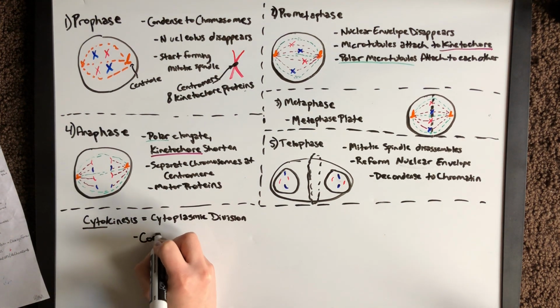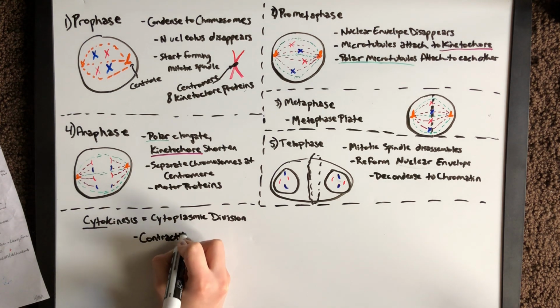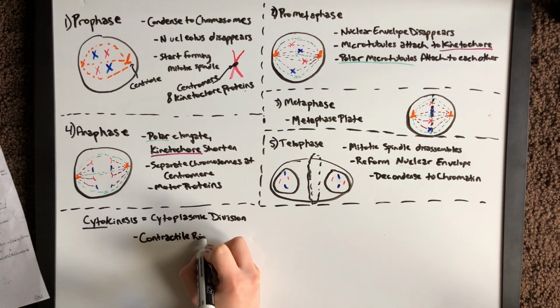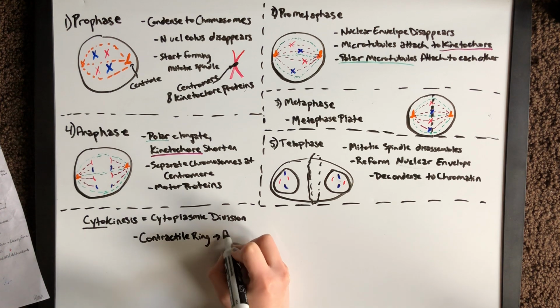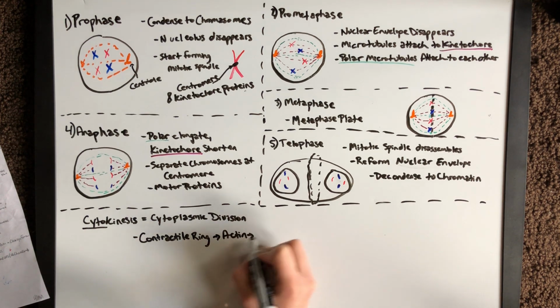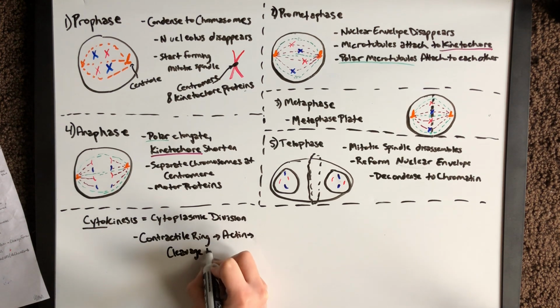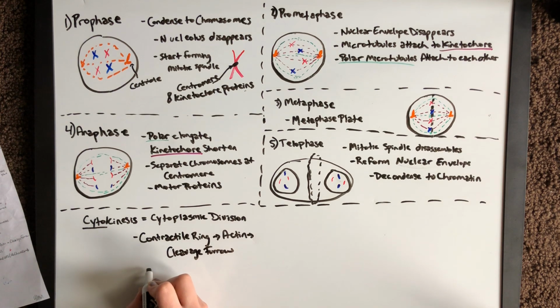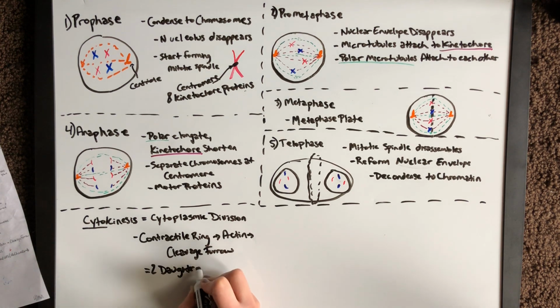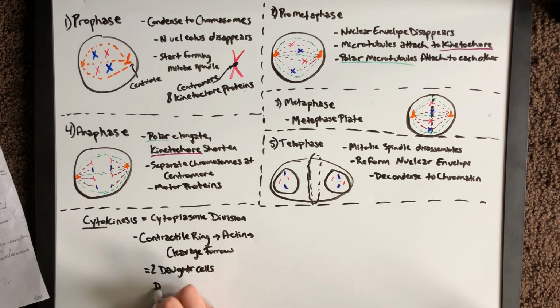So we've got a contractile ring, which is actin, forms the cleavage furrow. And then we're going to end up with 2 daughter cells, which are diploid cells.